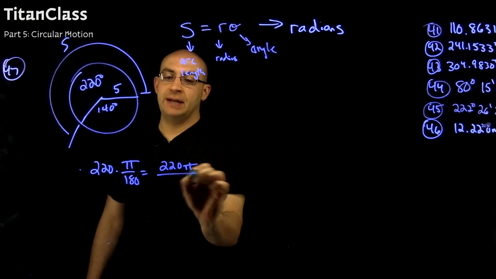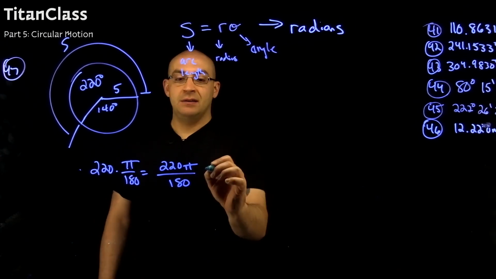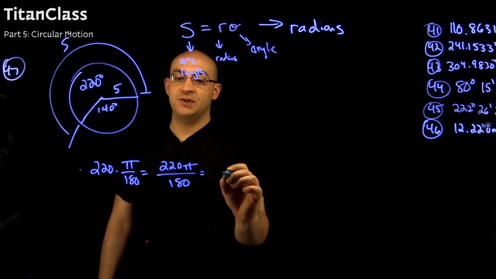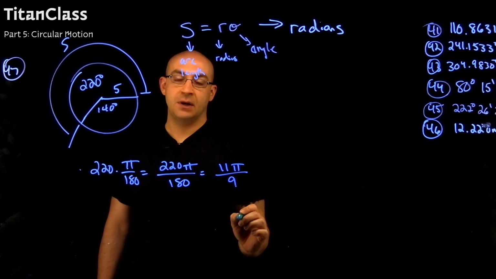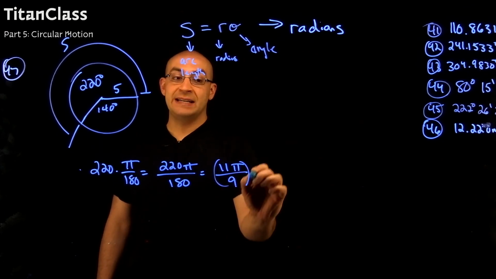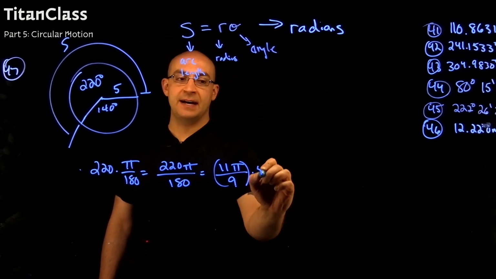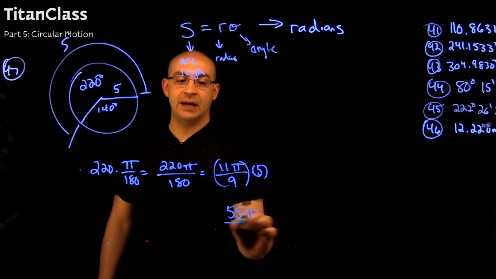220 pi over 180. I can divide by 20. So if I divide by 20 on both of them, that's 11 pi over 9. Okay. Now that is my theta measurement. So I need to multiply that by the radius of 5 now, right? So I'm going to get 55 pi over 9.